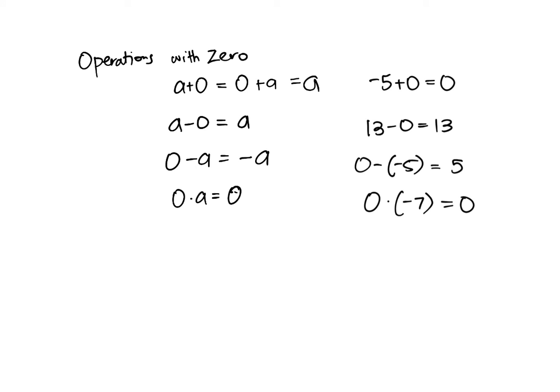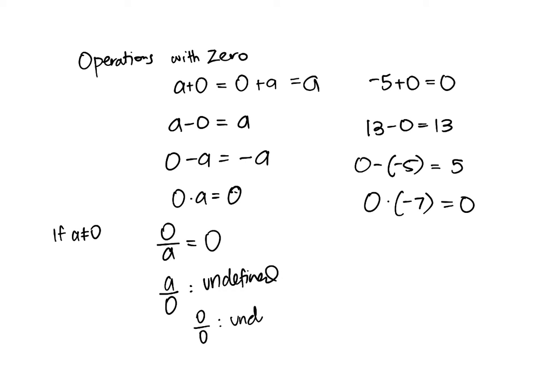When using 0 with division, there are two different options, and I want to just specify first. If a is not equal to 0, then 0 over a, 0 divided by any number that's not 0, is going to be 0. However, if you put 0 in the denominator, a over 0, you can never divide by 0. So this would be undefined, as would 0 over 0, undefined. That's like the biggest no-no in math, right? We can never ever divide by 0.